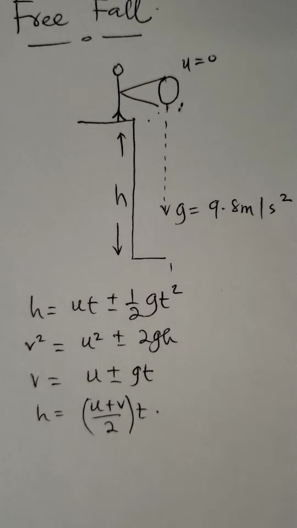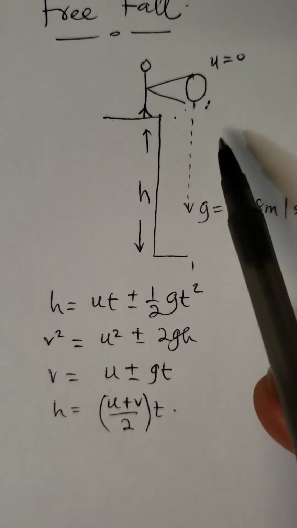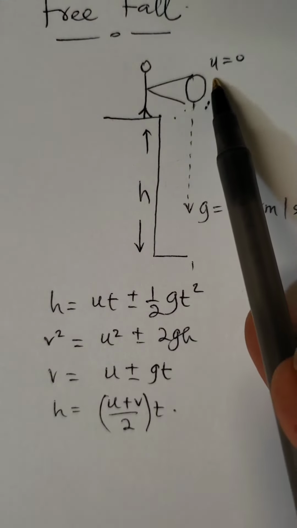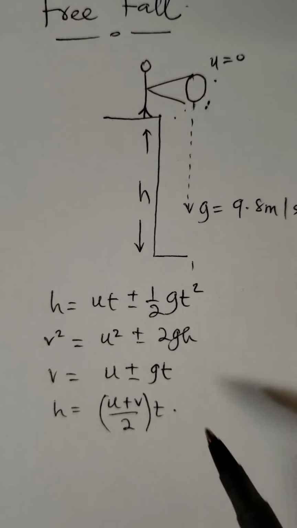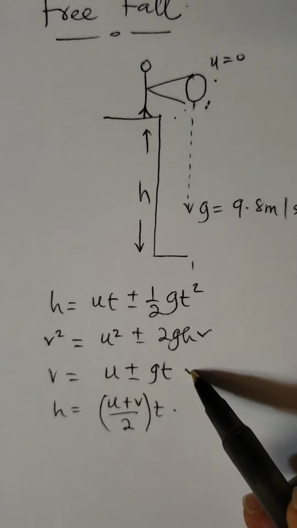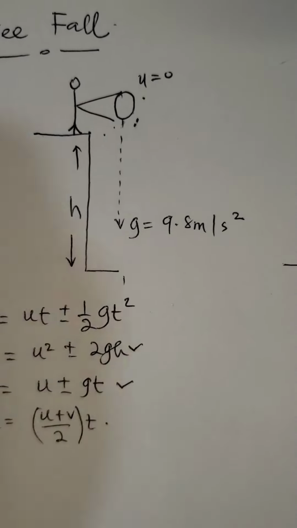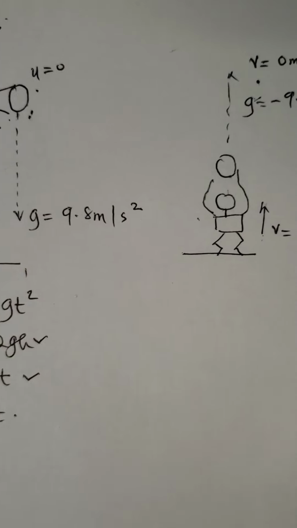Now, the first one, how can we calculate the final velocity? Because we already see that the initial velocity here is 0. For us to calculate the final velocity, we're going to make use of this equation 2 and equation 3 here to find our v. Now, let's quickly see how we can do that.